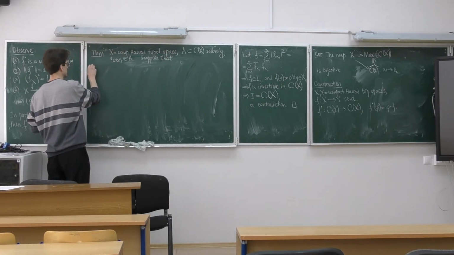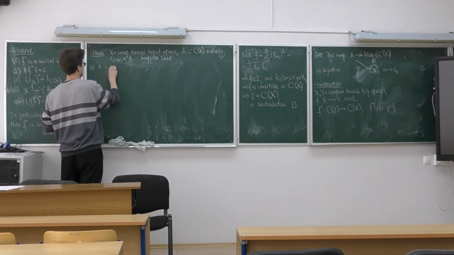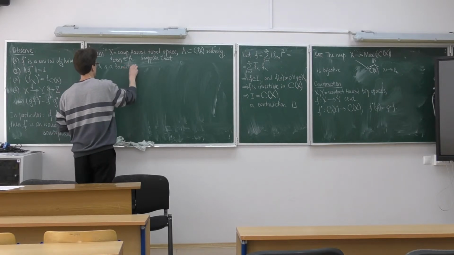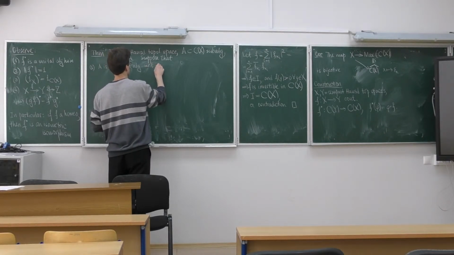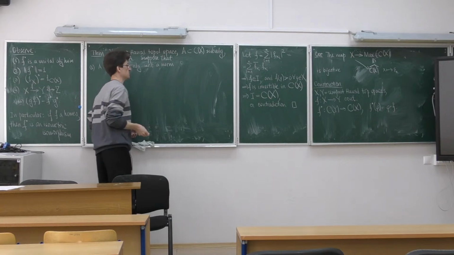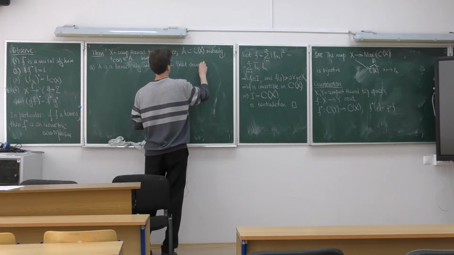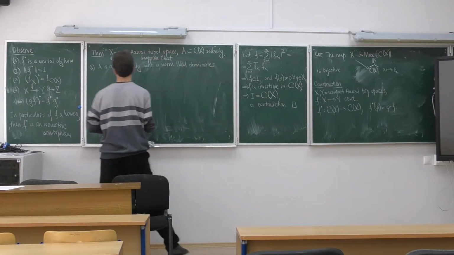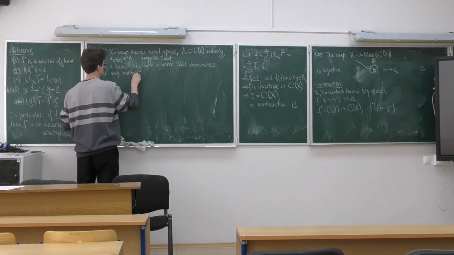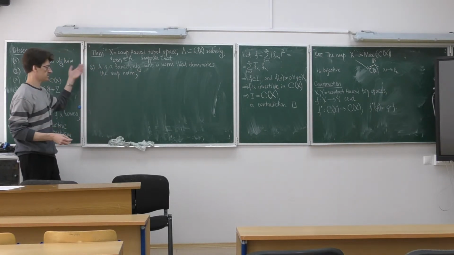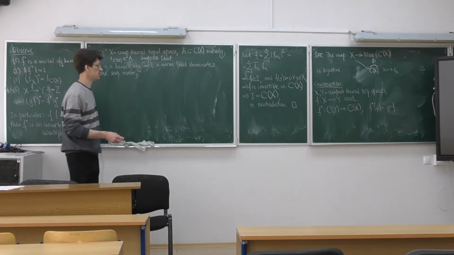Condition 1 is that A is a Banach algebra with respect to a norm that dominates the supremum norm. So in particular, this applies in the case where A is just a closed subalgebra in C of X. In this case, it's a Banach algebra under the supremum norm.